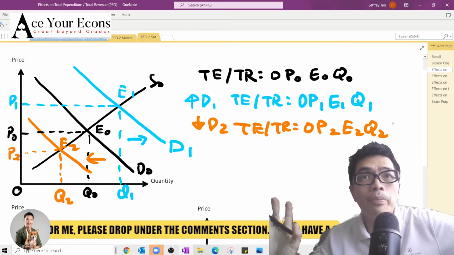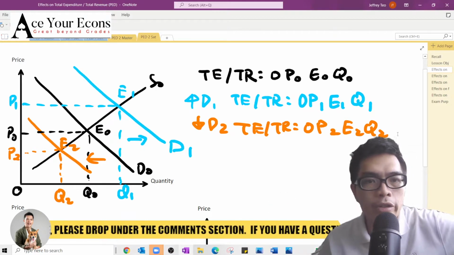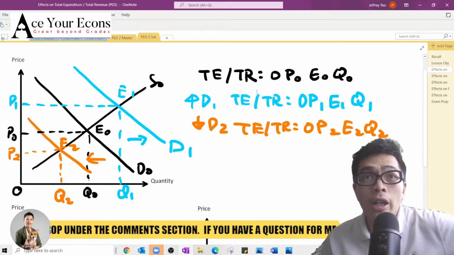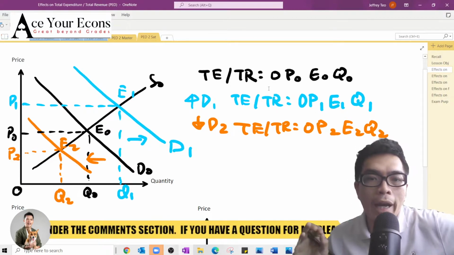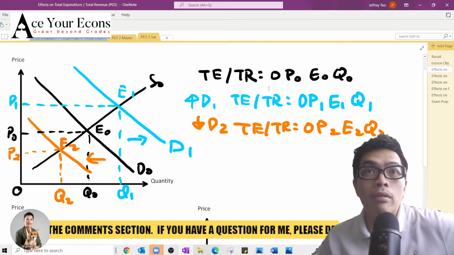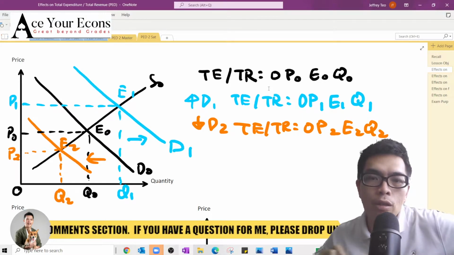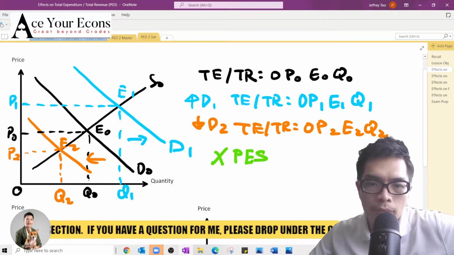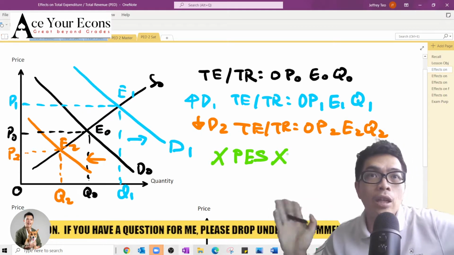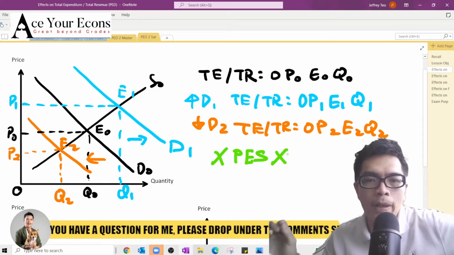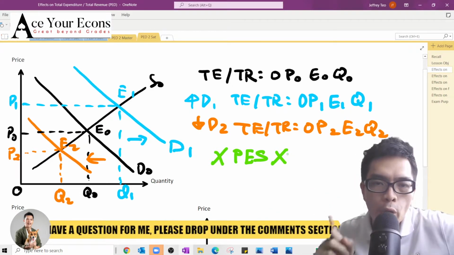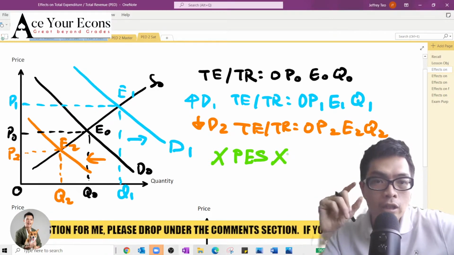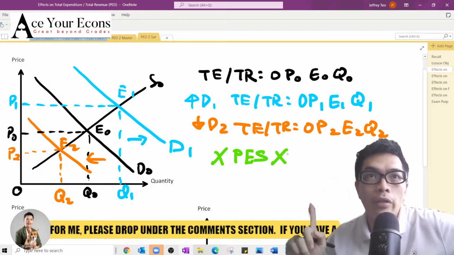Simple enough? So I'm going through this for a very good reason. When you experience a change in your demand, your total expenditure and total revenue require no assumption. You do not need the PES concept. Regardless of the slope of your supply curve, your expenditure and your revenue will go in the same direction as your demand curve. So this is the first concept that I want to sink in. Everyone, please follow me.